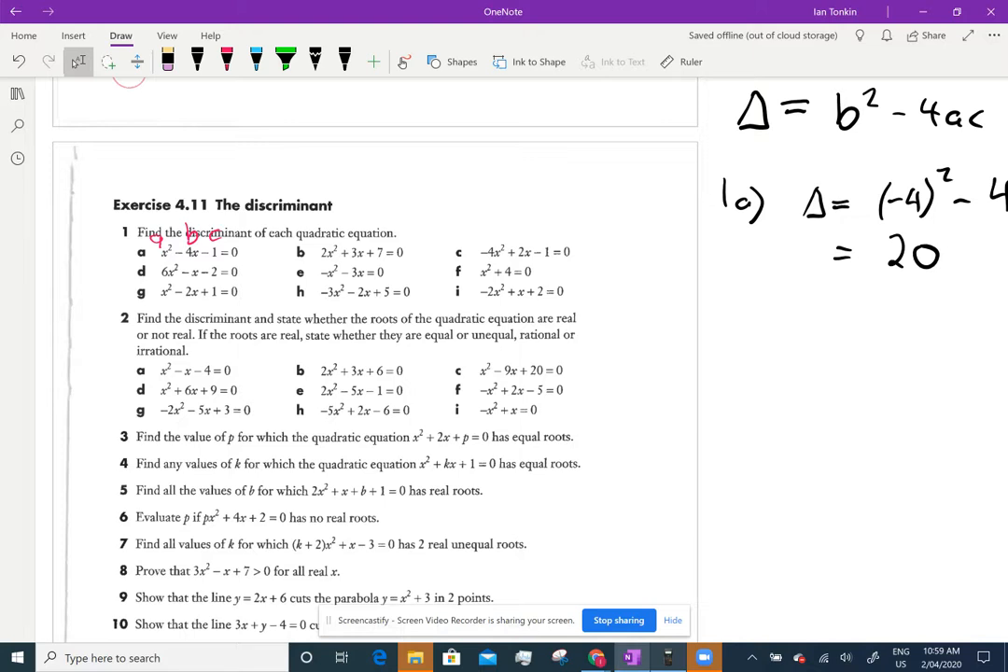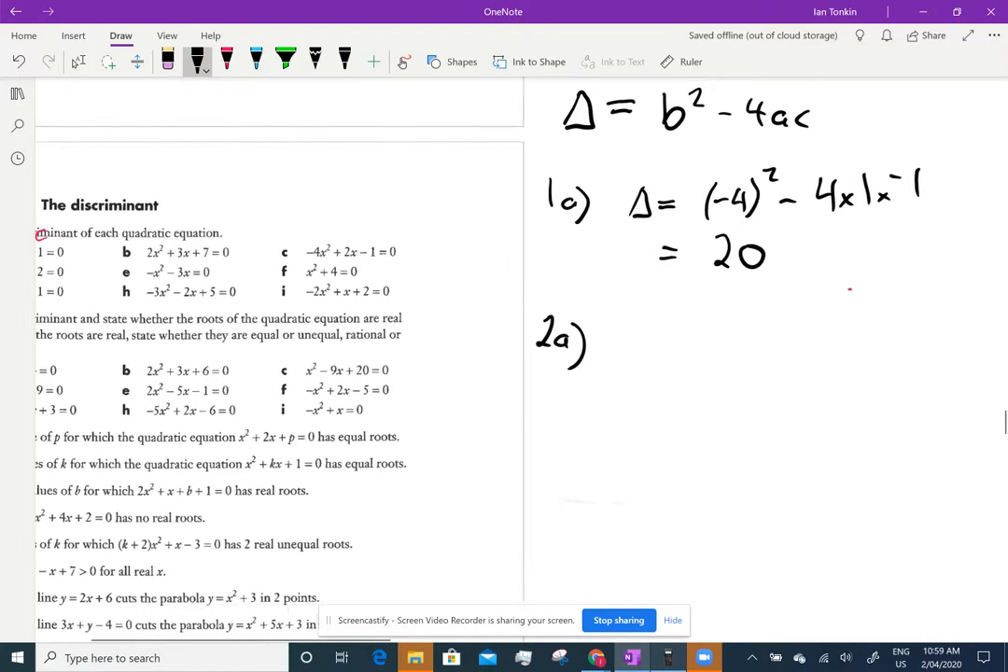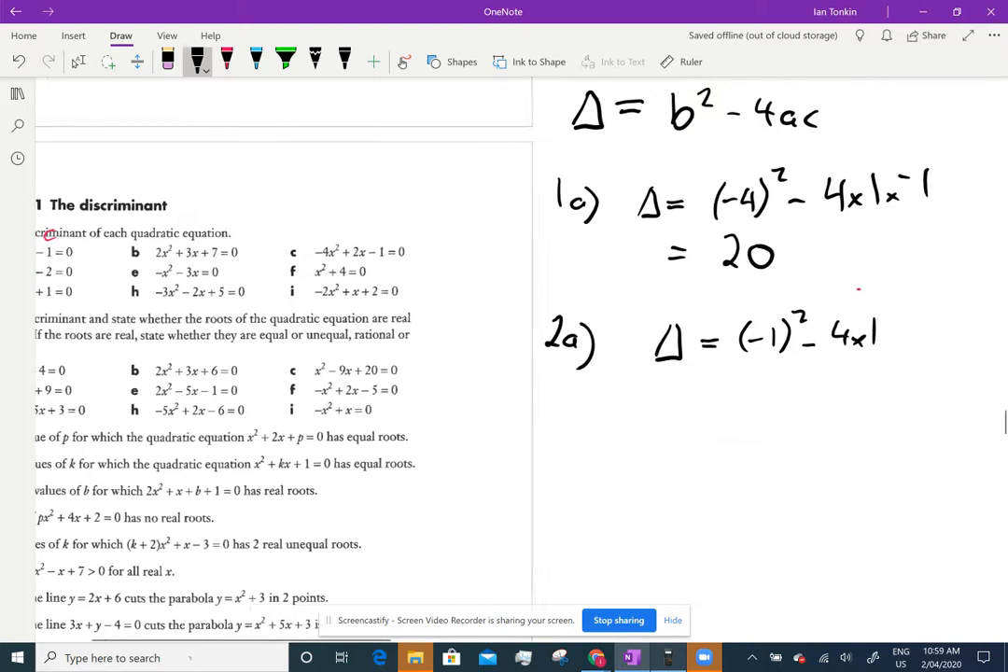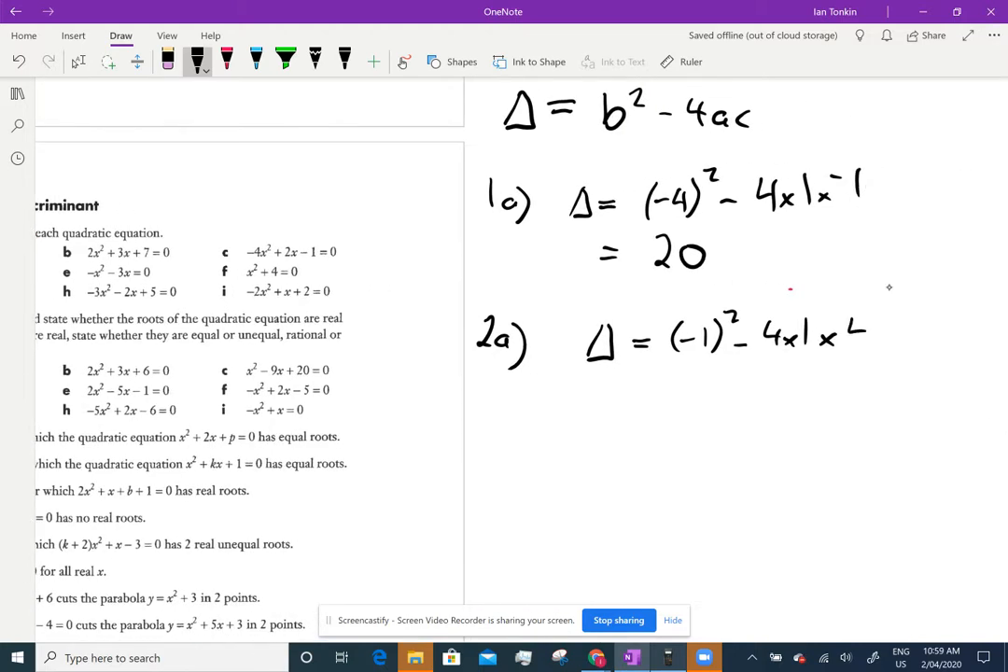Let's have a look at number 2. Find the discriminant. State whether the roots of the quadratic equation are real, not real, equal, unequal, rational, or irrational. Okay, so 2a. We're just going to find the discriminant. So it's negative 1 squared minus 4 times 1 times 4.